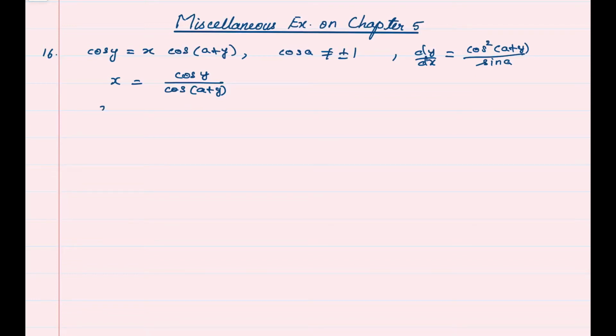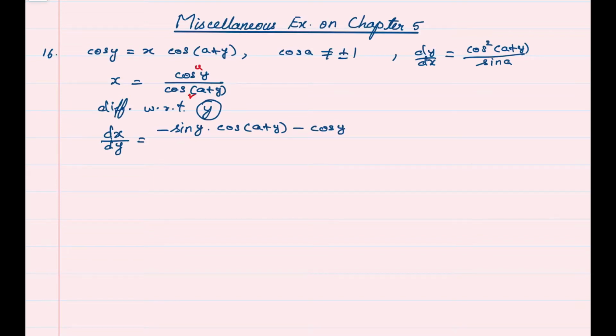Here we are going to differentiate with respect to y. We will get dx upon dy. X has been differentiated with respect to y here. We will use the quotient rule, u and v. U dash, derivative of cos is minus sin y into derivative of y with respect to y, which will become 1, into v, which is cos of (a plus y), minus u, which is cos y, into v dash.